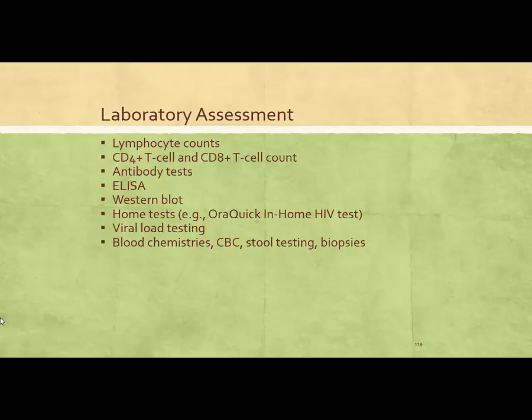So that's where the Western blot comes into play, because it is more definitive and it actually will confirm the diagnosis if the ELISA is positive. There are some home tests that are utilized, but typically we have to have about a 3-month window after the exposure for most of these results to be reliable. Viral load testing specifically measures the number of HIV genetic material or other viral proteins that are present in the blood.